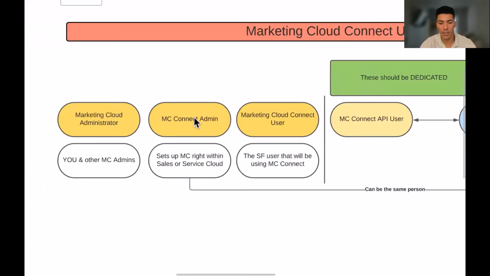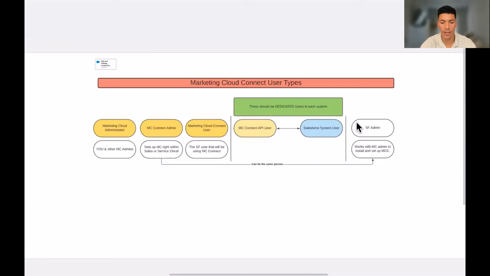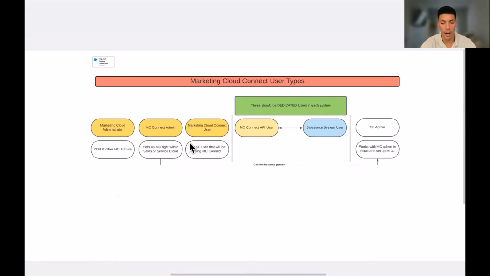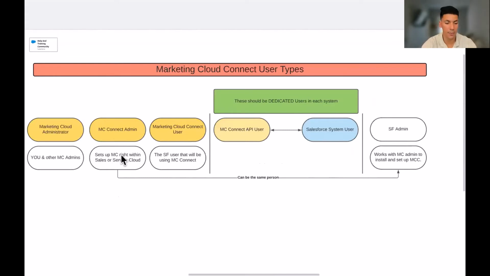So we have these two different distinctions inside of the Salesforce help document: Marketing Cloud admin being this person that configures Marketing Cloud within Sales or Service Cloud, and then Salesforce admin, who's the actual Salesforce admin inside of Sales or Service Cloud. But essentially the two are the same. They're the same exact person, or they can be two separate people if you have a dedicated user for that specific purpose. But most of the time, as with myself, I was both roles, the Salesforce admin and Marketing Cloud Connect admin.